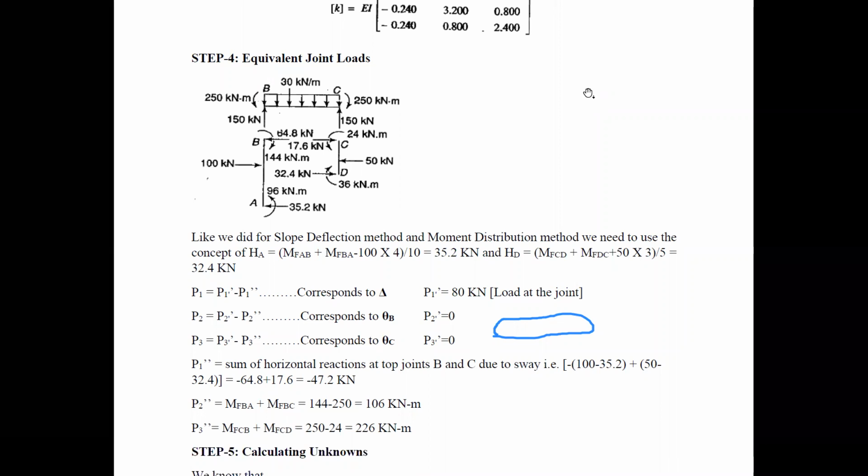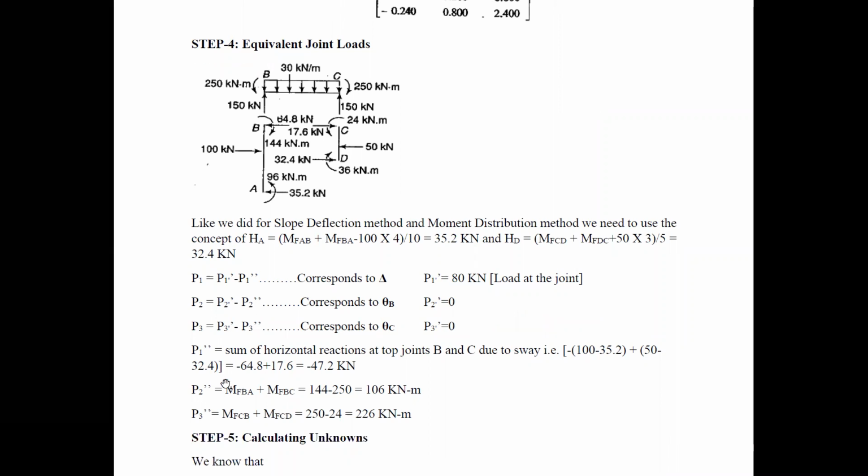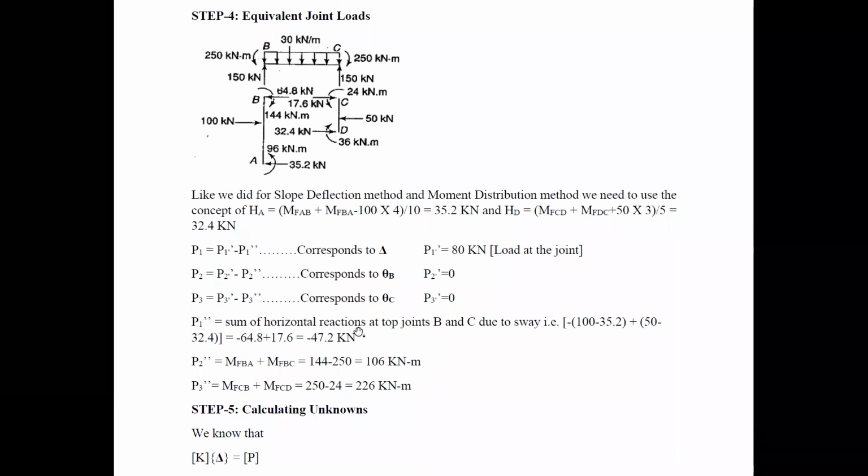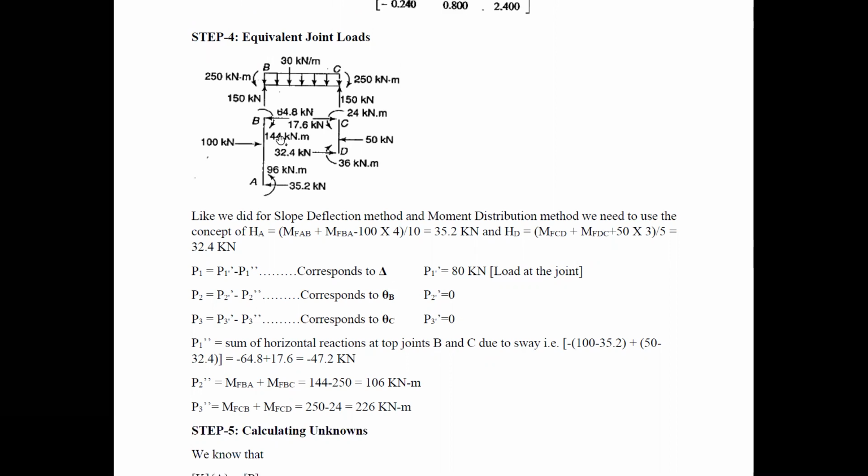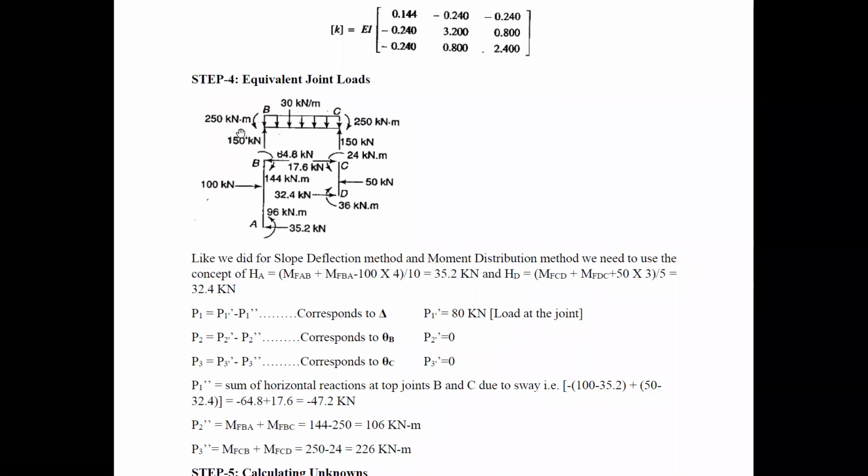The next part is the calculation of P1 double dash, that is the sum of horizontal reactions at joints B and C due to sway. If you see here, we have understood that the sway is happening at joint B, so we need to calculate the horizontal reactions at that joint. To calculate the horizontal reaction at that joint, we subtract 100 minus 35.2, and you get 64.8, that is negative. Similarly, 50 minus 36 gives 24, positive.